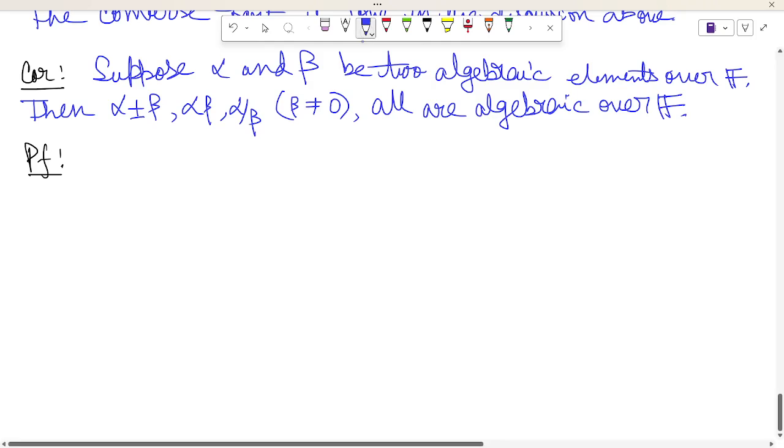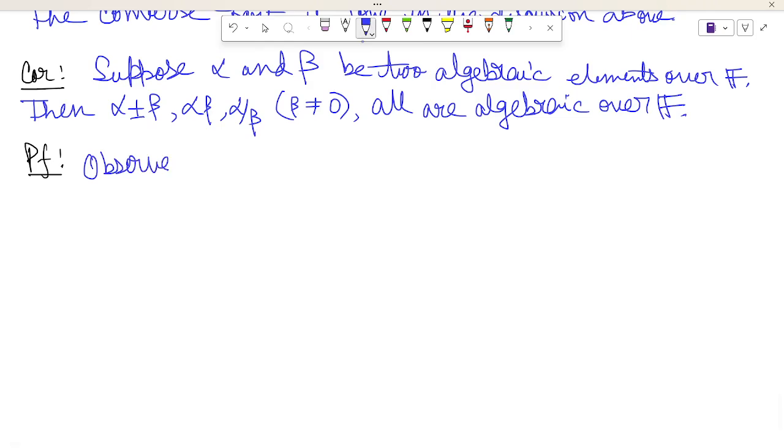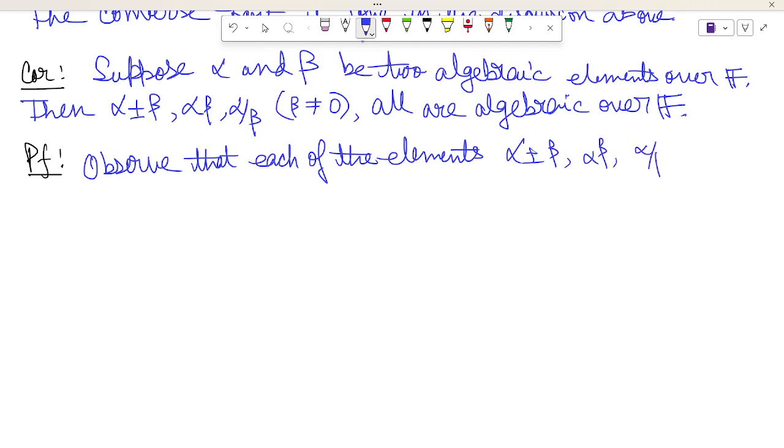Observe that each of the elements alpha plus or minus beta, alpha beta, alpha by beta, obviously when beta is non-zero, lies in F(alpha, beta), because F(alpha, beta) consists of quotients of two polynomials in alpha and beta. So they all lie there, but alpha and beta are algebraic.